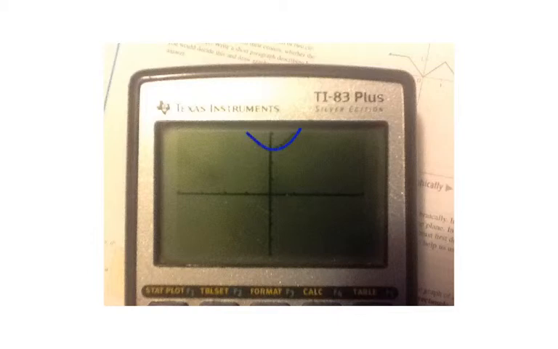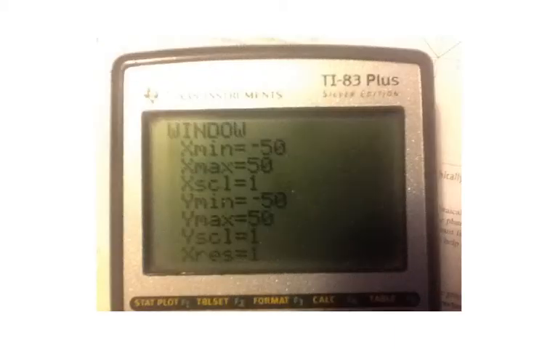A lot of times we want to see it look more like this. So what can we do to do that? Well, instead of making the viewing window smaller, let's make it larger. So for no apparent reason, I'm going to go back to my window settings, and I'm going to change it to go from -50 to +50, just to see what that does with my screen. And this is the screen that pops up.